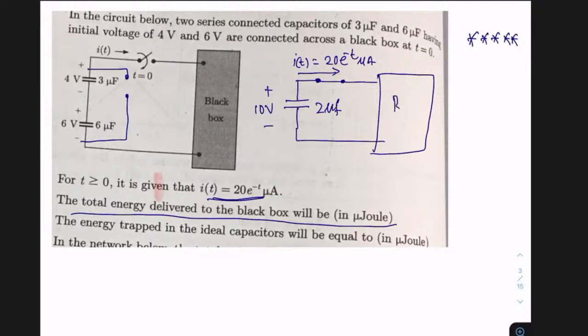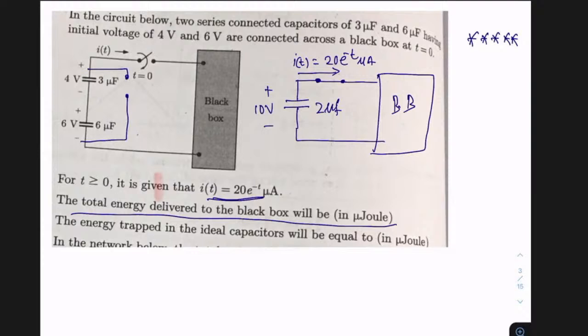So this is my black box. The initial voltage of the capacitor is 10 volts. You know the currents, and we know the capacitance is 2 microfarad. So the question is, what is the total energy delivered to the black box?